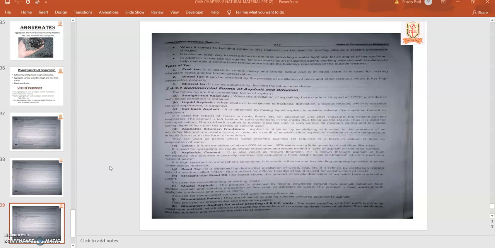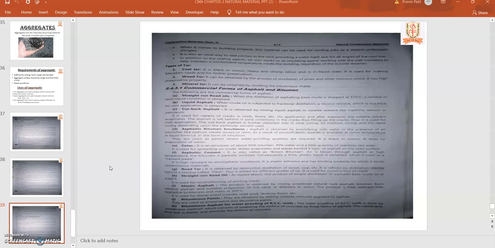Then straight run road oil. As stated above, these products are obtained by simple distillation of asphaltic base crude oil at 1300 degrees Fahrenheit. It is used for reconditioning of the existing road. So it is generally used for the repairs and reconditioning. Then mastic asphalt. The product is obtained by mixing powdered natural rock asphalt bitumen from a residue of asphalt and suitable proportion of fine sand or asbestos or wood. The product is heat resistant with negligible brittleness and melts at 300 degrees Celsius.